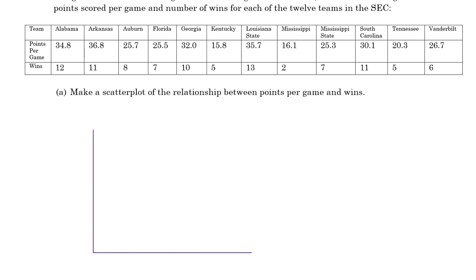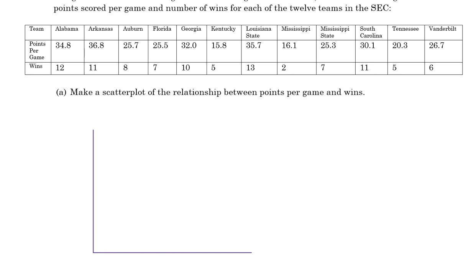Okay. So I don't know what you came up with, but actually they could kind of predict each other. So for example, let's check out Alabama. Alabama had 12 wins and they averaged 34.8 points per game. That's a lot of wins and that's a lot of points per game. Versus Mississippi, poor Mississippi, only had 2 wins and they averaged 16 points per game.